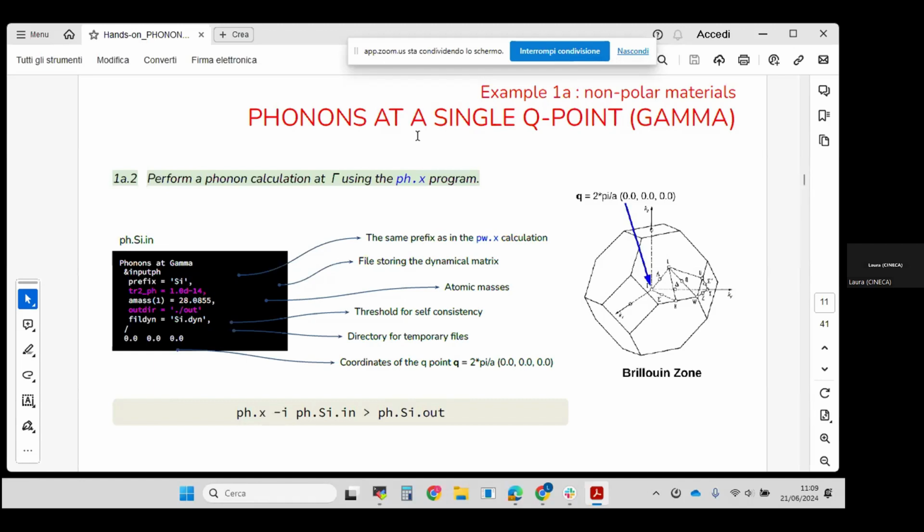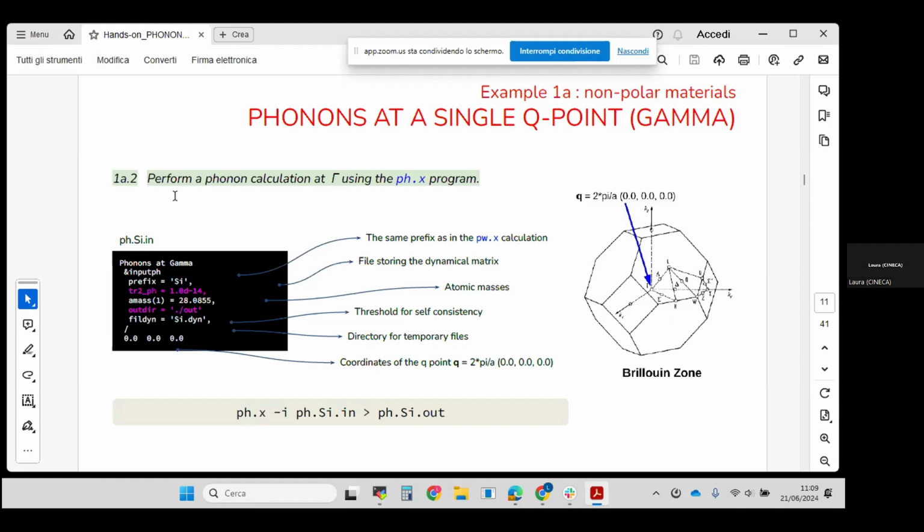And then you can also specify the atomic masses of the system. Remind that ph requires as an input also the name of the directory where you have stored the ground state wave functions from the PW self-consistent calculation. And then you need also to define, with this fildyn, the name of the file where you want to store the dynamical matrix for the q point computed.